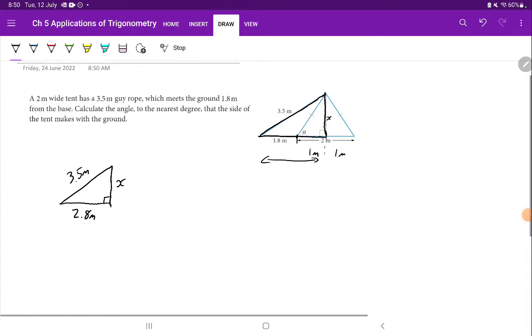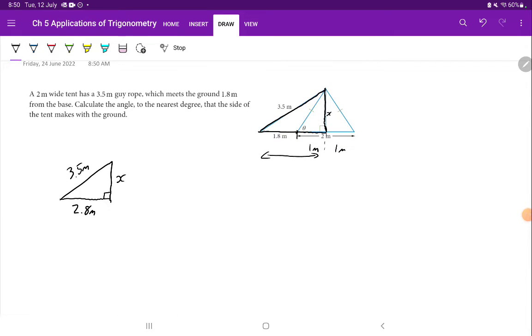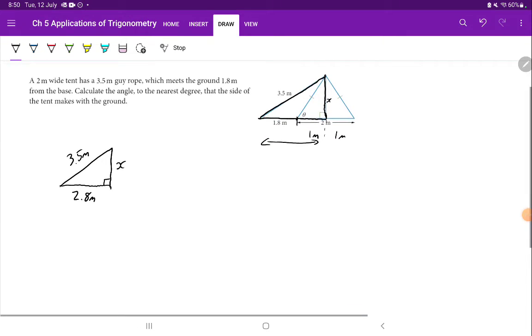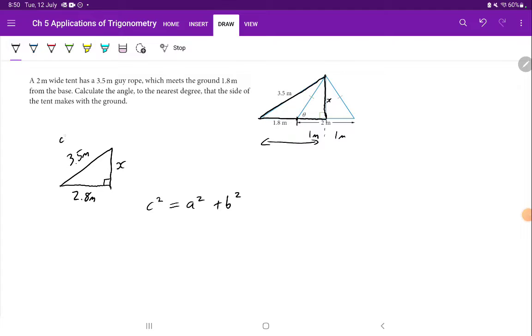And how can we find x? Well, we've got two sides and we want to know the third side, so we're going to use Pythagoras' theorem. c squared equals a squared plus b squared. In particular, the hypotenuse is 3.5, and we'll just call x a and 2.8 b. So we're going to get 3.5 squared equals x squared plus 2.8 squared.